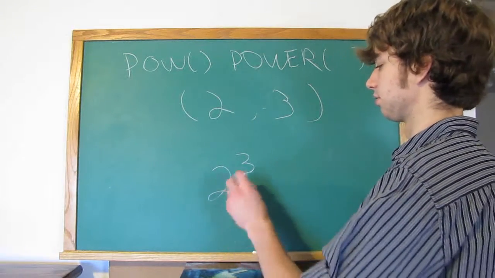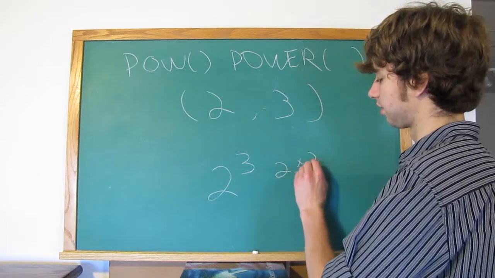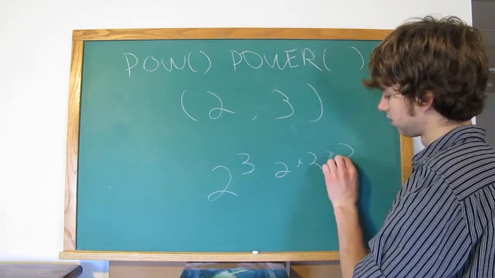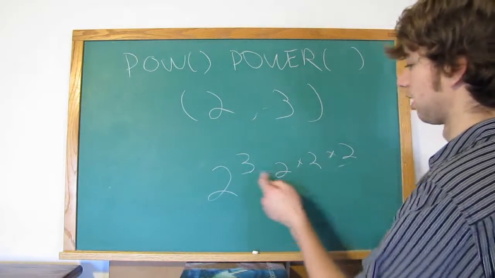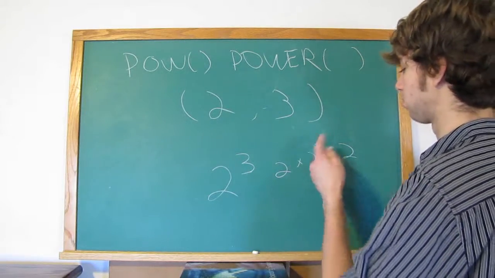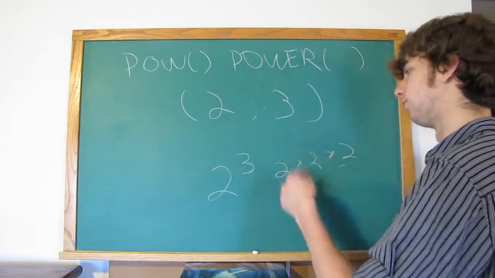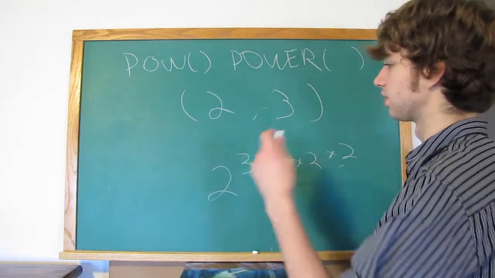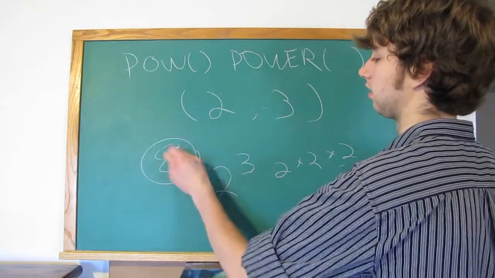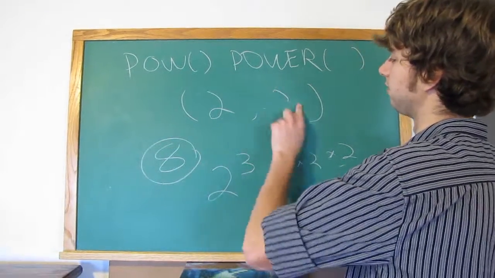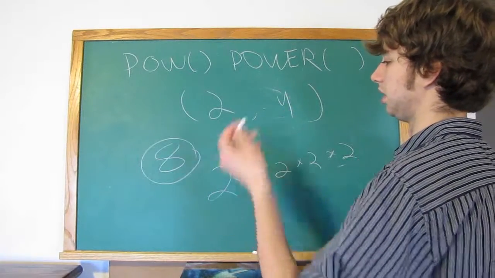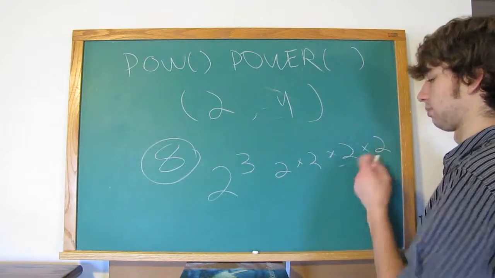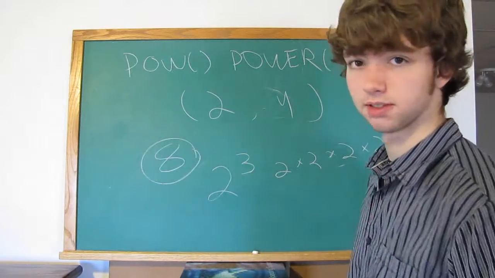So what this will do is it'll take 2 and multiply it by itself, 3 times. So 2 times 2 times 2, which is, 2 times 2 is 4, which times 2 is 8. So the result of this would be 8. If we replace this 3 with a 4, it would be 16, because we're taking that 2 and multiplying it by 2 one more time. So 8 times 2 is 16.